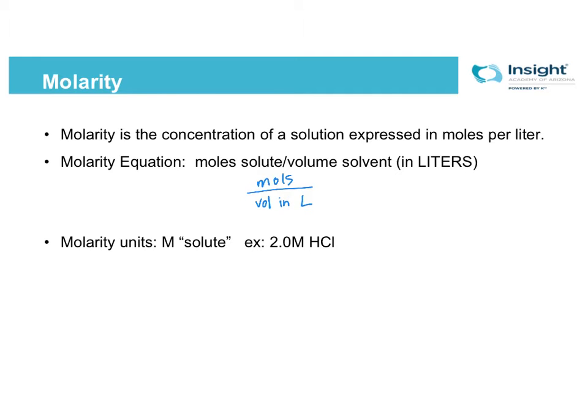Molarity has a unit of a capital M, and then whatever it is that you were dissolving, whatever your solute was. So if you're describing the concentration of, say, hydrochloric acid in a solution, you would say that it's 2.0 molar hydrochloric acid. Or you might do 0.75 molar sodium chloride, something like that. That way we can tell this M apart from, say, meters. If we include the chemical name, that lets us know that we're talking about concentration.